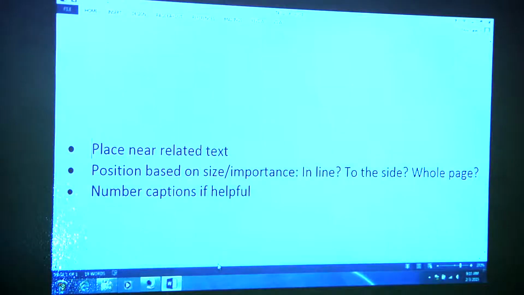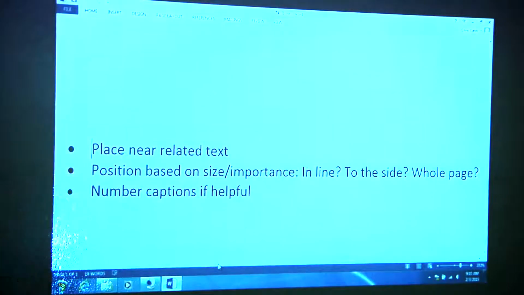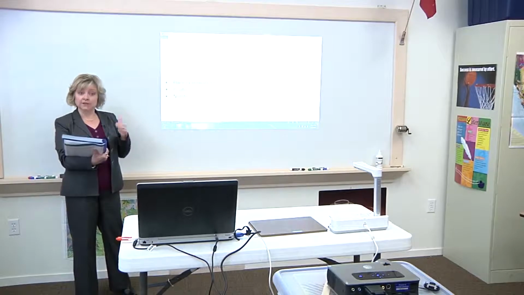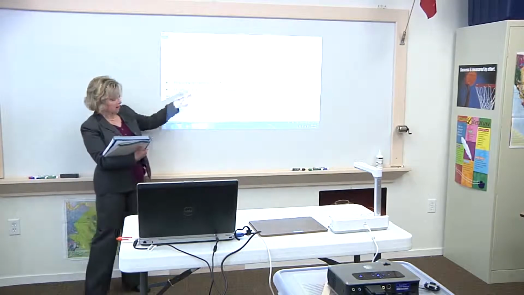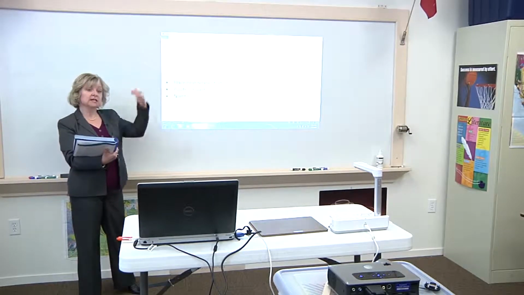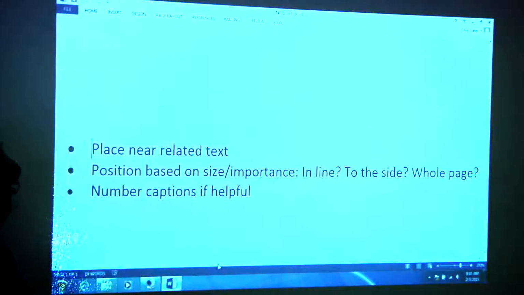Okay, let's talk about where you can place your graphics in your writing. So think about these points. Graphics should be placed near related text. Position them based on their size and importance. Your word processor usually lets you place a lot of graphics in a lot of different ways. So important graphics might be placed in line with the text. So there's text above and below, but not beside the graphic. Less critical graphics might be placed to the side, so the text flows around them.